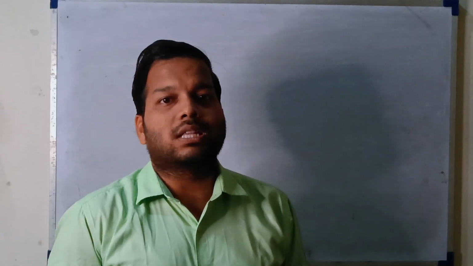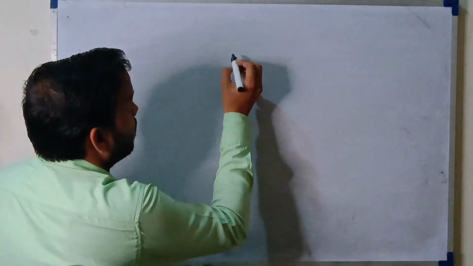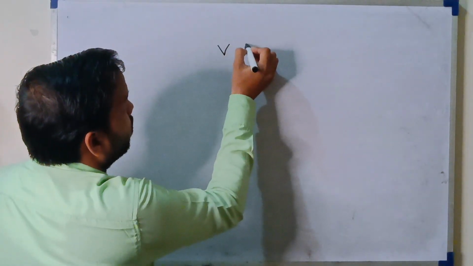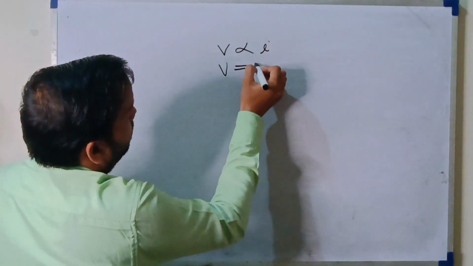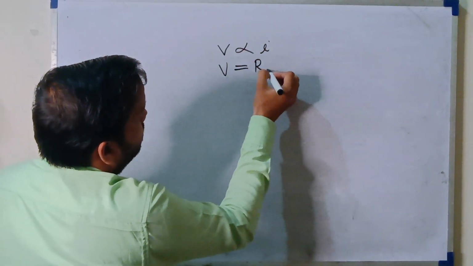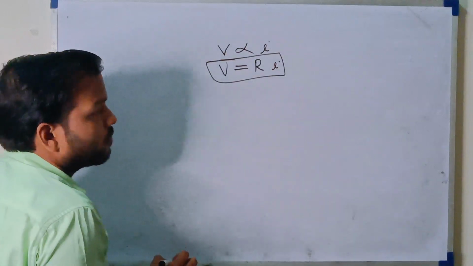Hello, my future champions. Today I will teach you why, if any quantity is proportional to another quantity, there is a constant, and we write it like this.